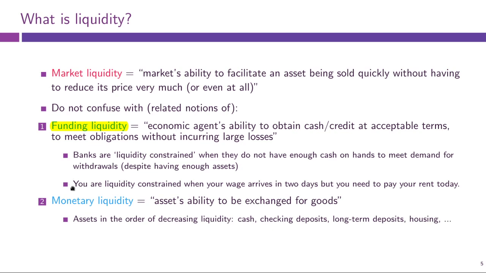Another simple example is if your wage arrives in 2 days, but your rent is due today, then you can say that you're liquidity constrained, because you have the money if you trust your employer to pay you in 2 days, but you do not have access to this money today. You cannot convert your wealth into liquid assets. So as you see, all three types of liquidity are quite interconnected, but the main difference between them is that they relate to different entities, different aspects of the transaction.